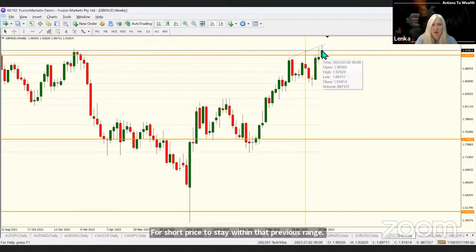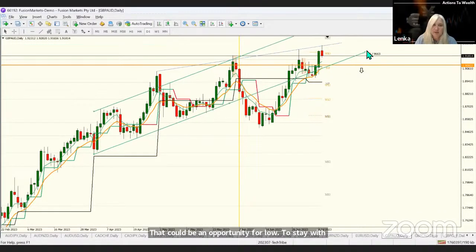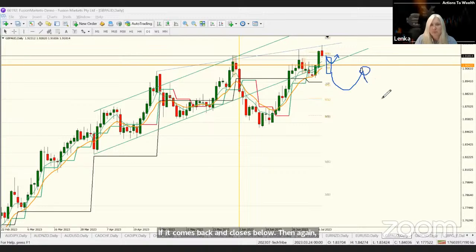Here we have one close above on the weekly. So potentially, if it continues in that direction, there could be an opportunity for a long to stay within that previous trend. But otherwise, if it does not bounce off this in the next few days on a daily chart, if it comes back and closes below, then again I'd be looking for the shorts there.